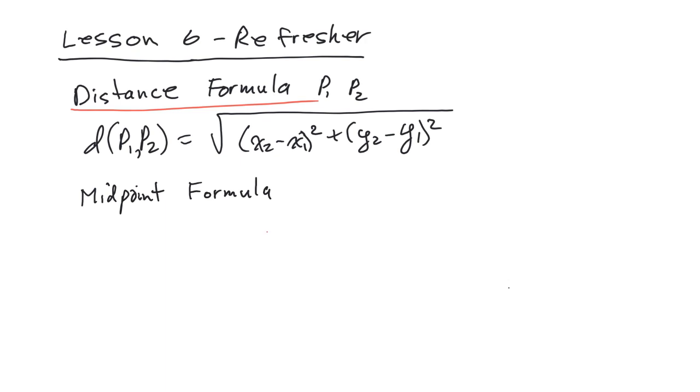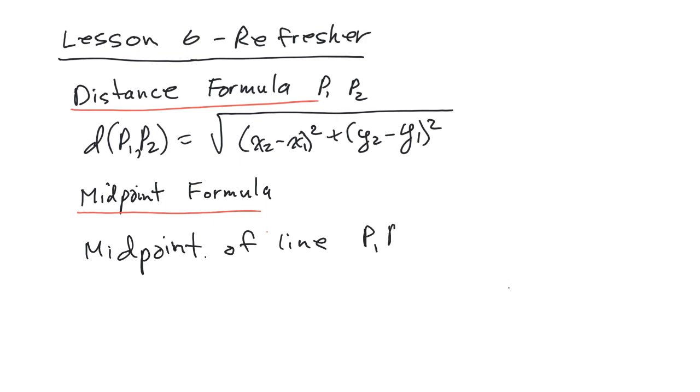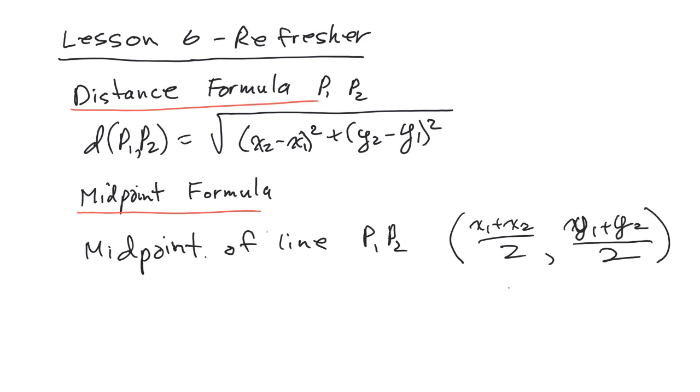It is given by this definition. The midpoint of the line P1 to P2 is just the average of the x's and the y's for the new point. So you've got (x1 plus x2) over 2 and (y1 plus y2) over 2 being those two points. And that's it.